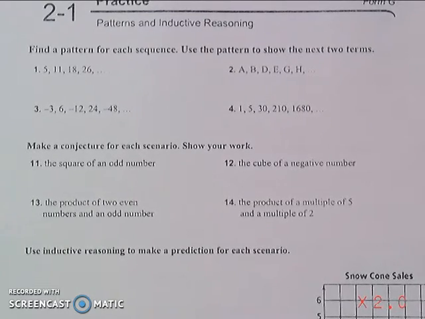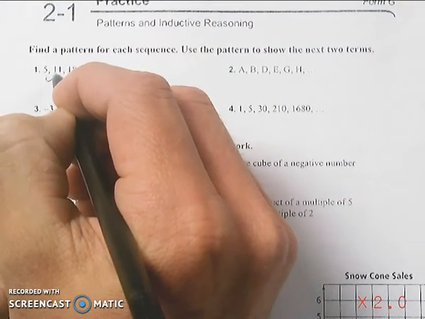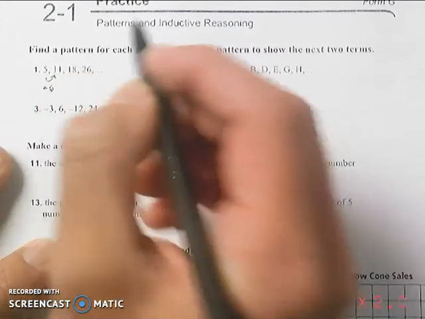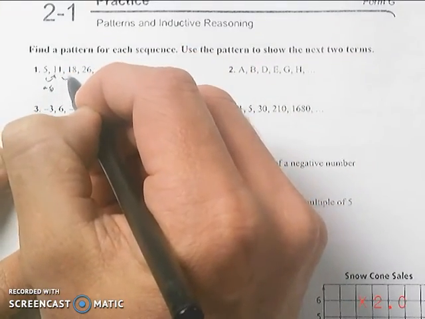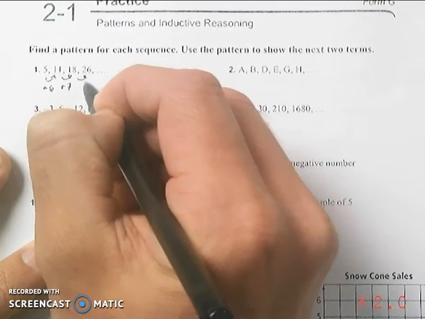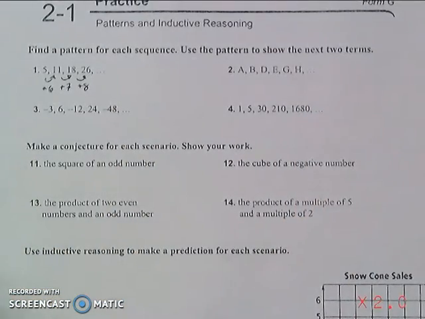So, first thing it says, find a pattern for each sequence. Use the pattern to show the next two terms. Our numbers are increasing here, and so what I like to do is literally show what's happening. So this looks like I'm adding 6 from 5 to 11, and then it looks like I'm adding 7. And then it looks like here I'm adding 8, so I'm assuming I'm going to add 9, and then I'm going to add 10 after that.